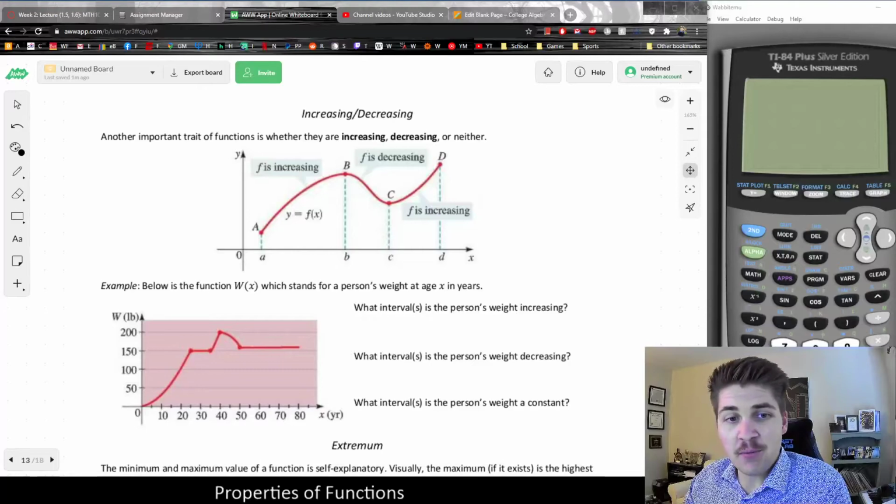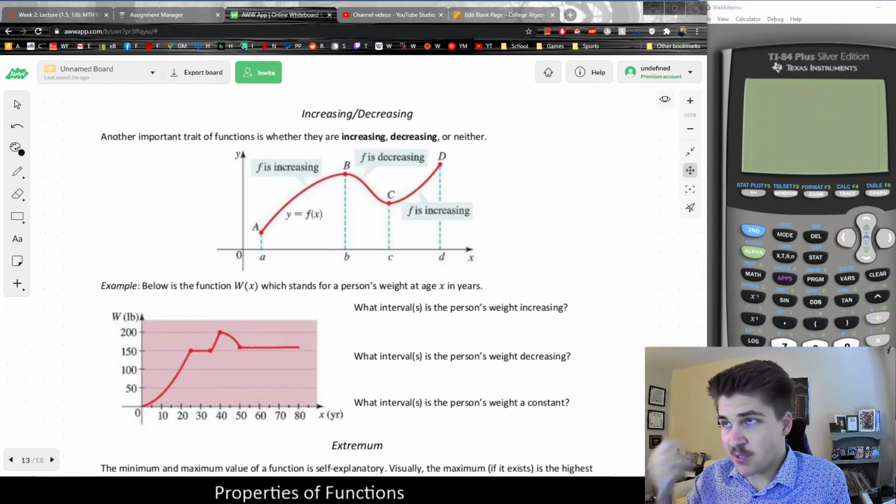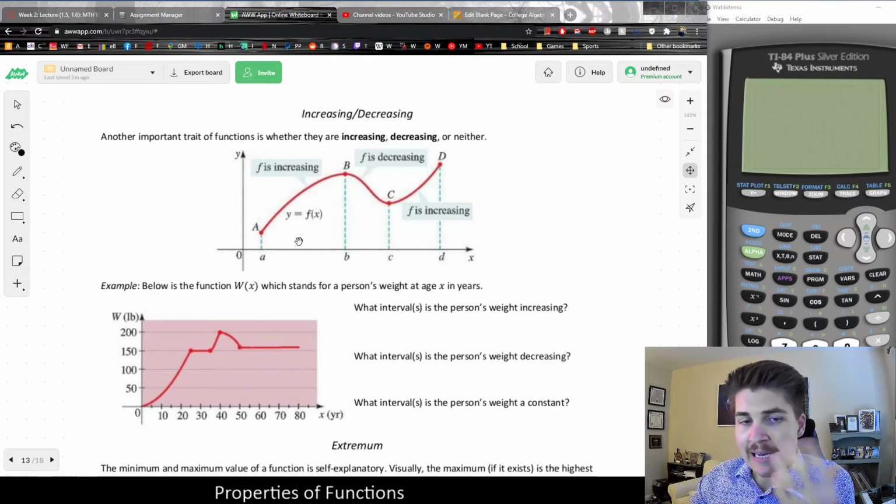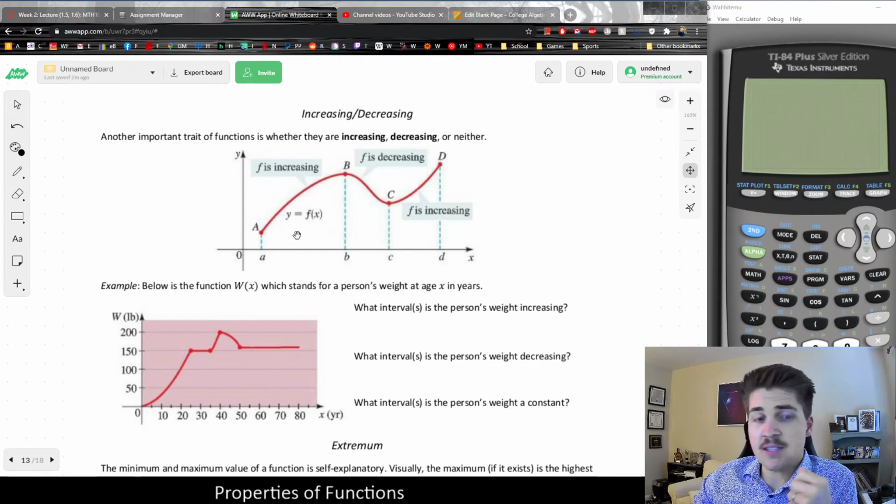In this video, we'll be reviewing a few properties of functions and how we mathematically describe those things. Starting off with a trait which we call increasing or decreasing. I'm sure y'all are familiar with the idea of a graph and whether something is getting bigger or smaller. But there are a few little things in the way that we write intervals of increasing and decreasing which are not necessarily obvious.